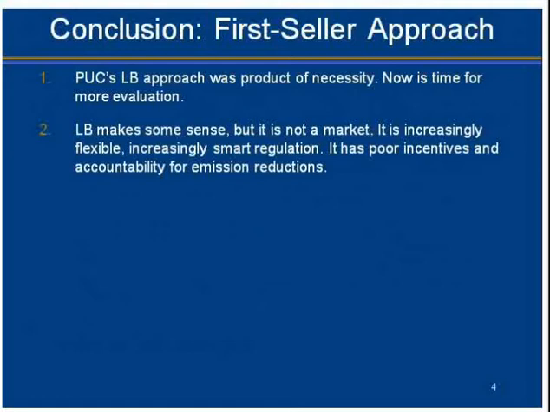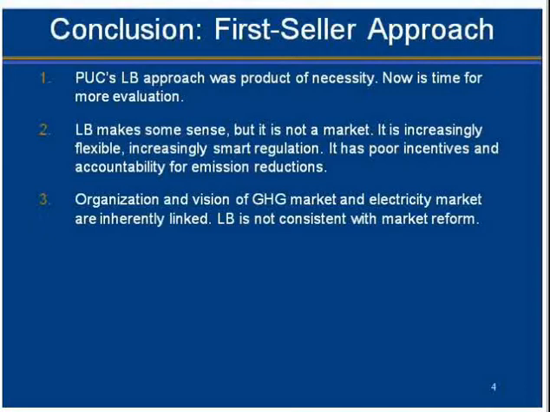The only place where the PUC could regulate the power sector was the load-serving entity, and so that's what they chose to target. I think the load-based approach makes some sense, but it's not strictly a market. I would call it increasingly flexible, increasingly smart regulation, but it has some poor incentives and weak accountability for emission reductions. The organization and vision of the greenhouse gas market and of electricity market reform are inherently linked. So let's pause on this for a second.